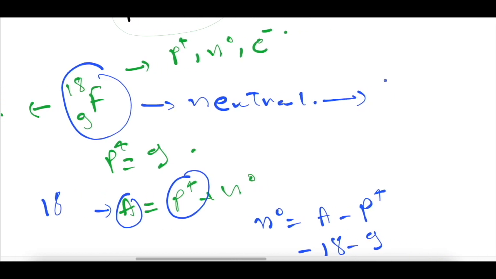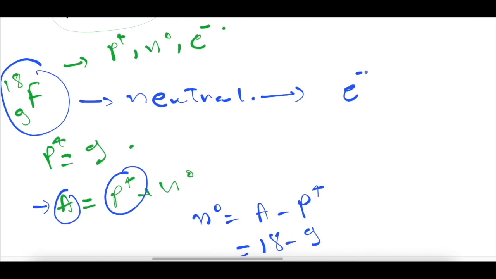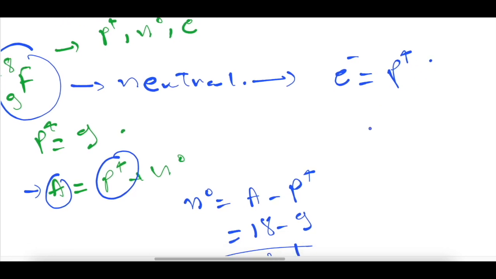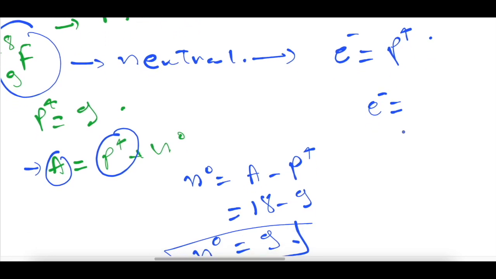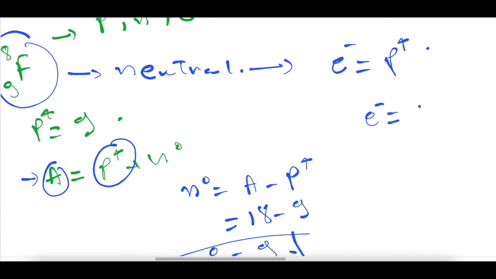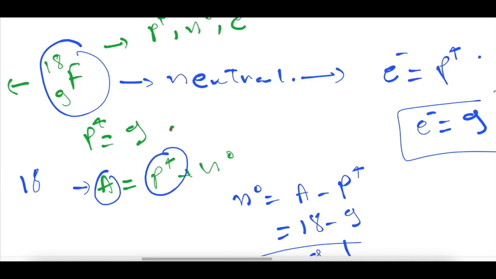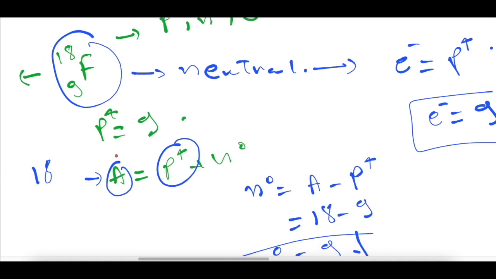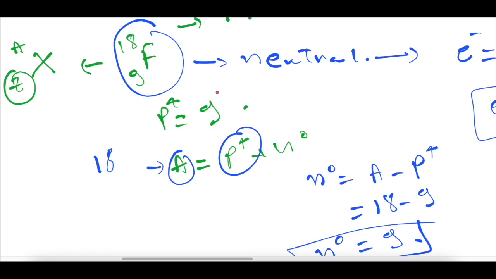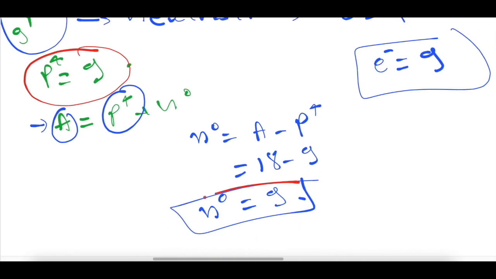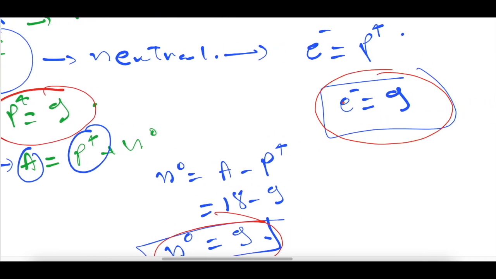And the number of electrons, as the atom is neutral, is equal to the number of protons. So the number of electrons must also be equal to 9. So these are the numbers of the fundamental particles that compose this nuclide. So we have 9 protons, 9 neutrons, and 9 electrons.